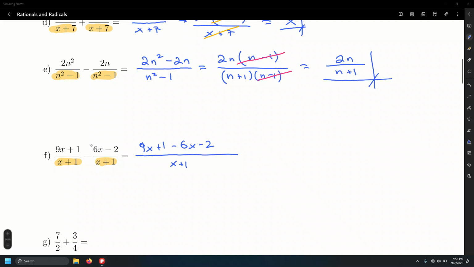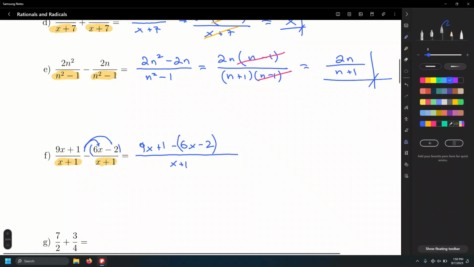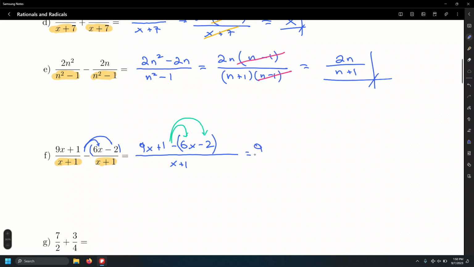Parentheses, right? Because this minus right here technically affects both the 6x and the negative 2. So you don't want to do everything in one shot unless you feel confident about it. That's fine. However, in the meantime, take one step to write the whole thing down, and then just go equals to 9x plus 1 minus 6x minus minus equals to plus 2, right?